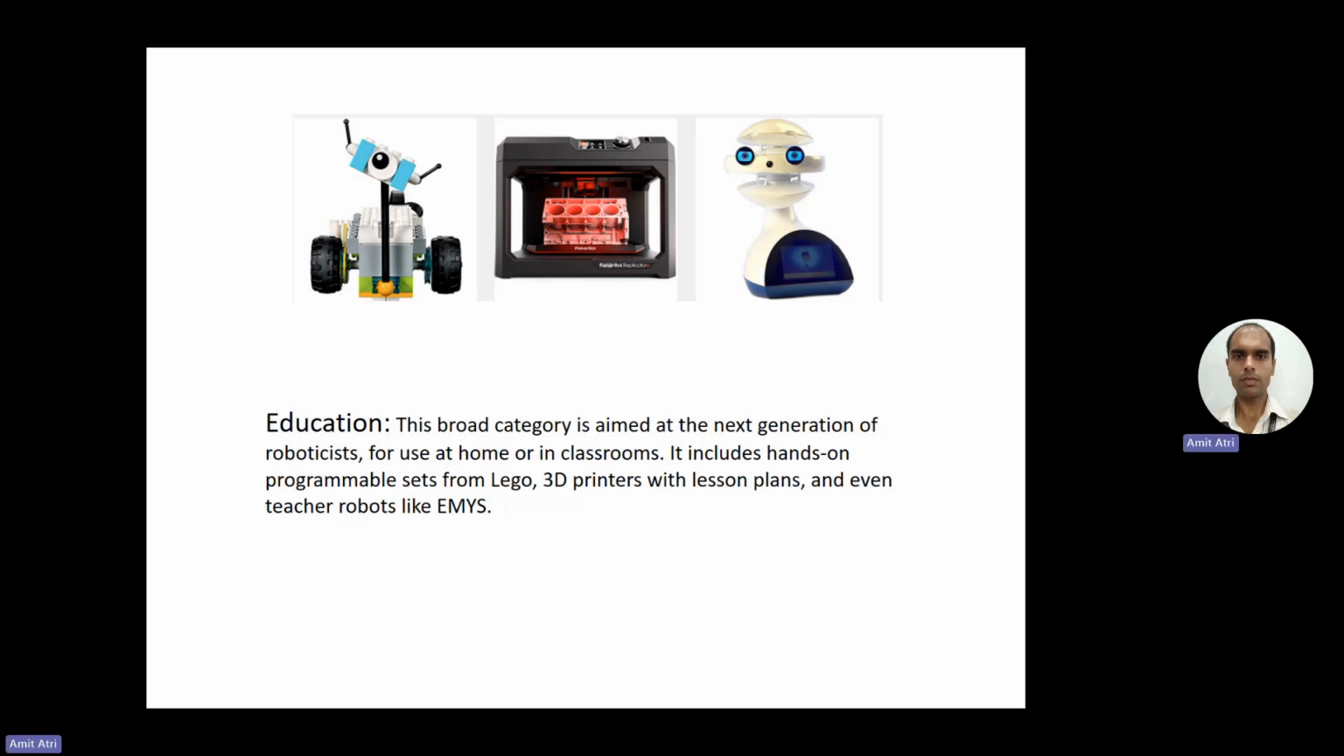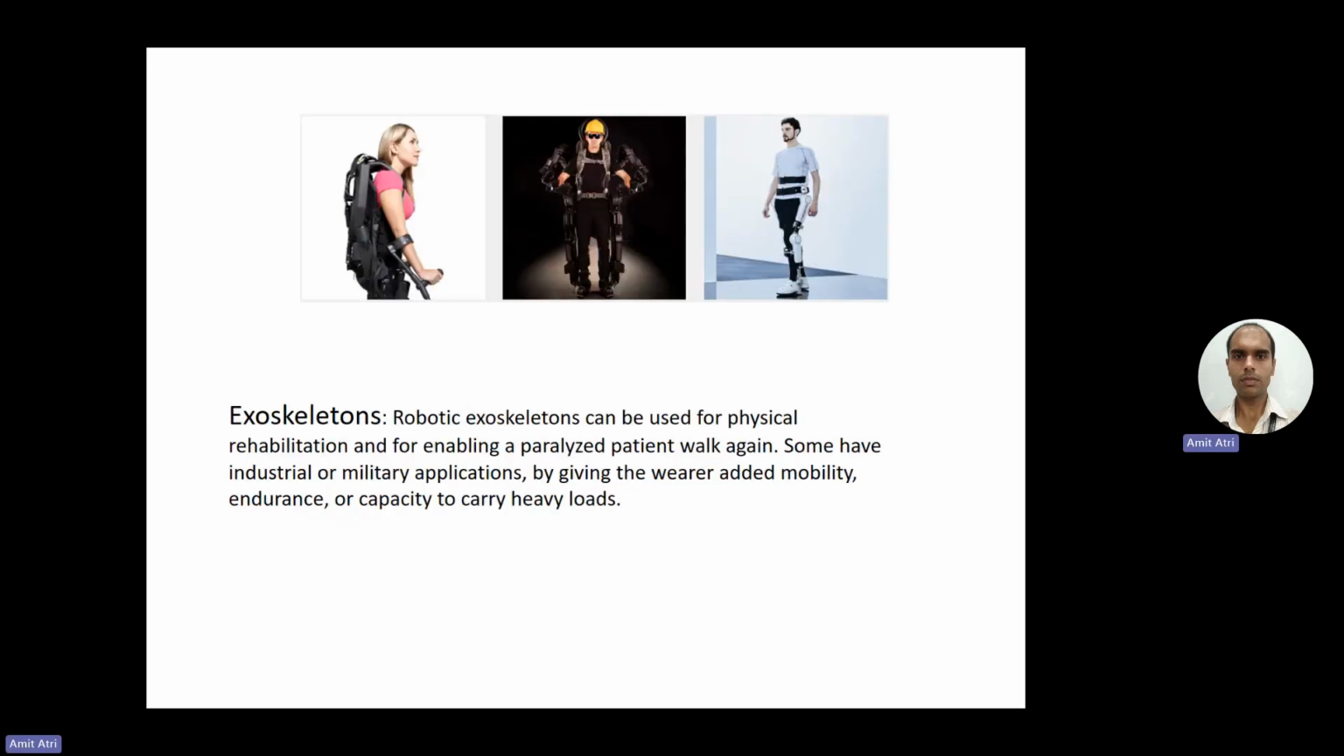The next category is exoskeleton, the wearable part. From the medical point of view, they find a very big application, like when the patient is not able to move, not able to walk due to some type of injury or due to paralysis. After wearing this type of exoskeleton, the patient can walk. Similarly, the capability of the human being is increased after wearing these exoskeletons, so they can find applications in the industrial and military sector as well.